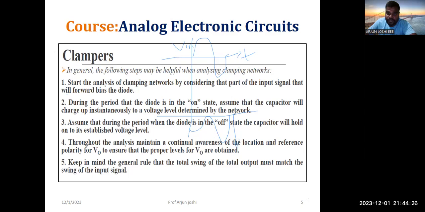For example, this is 2 Vm, this is also 2 Vm. Whenever the input is 2 Vm, the output also should be 2 Vm. Output swing is equal to input swing. That is the important point. Next slide.